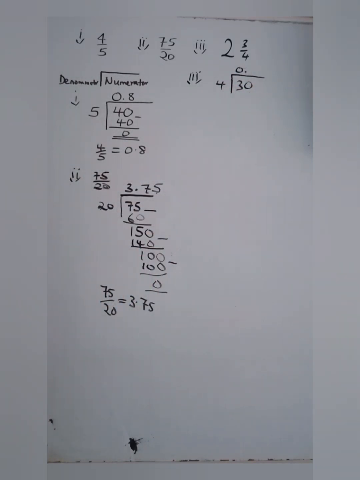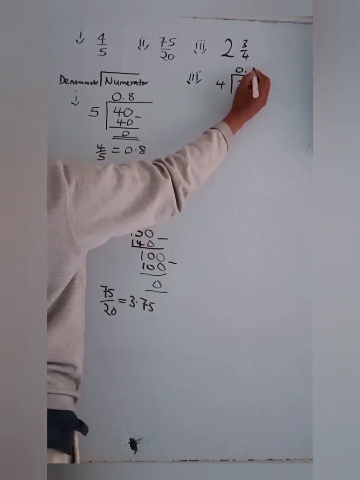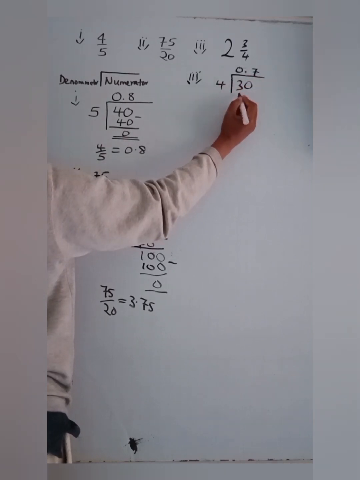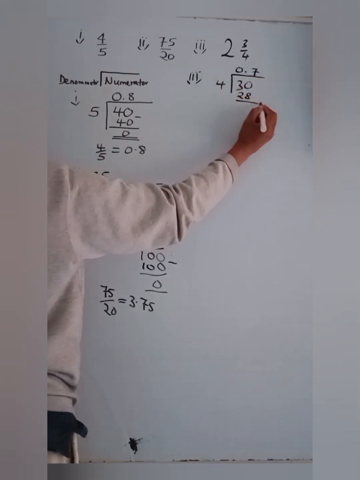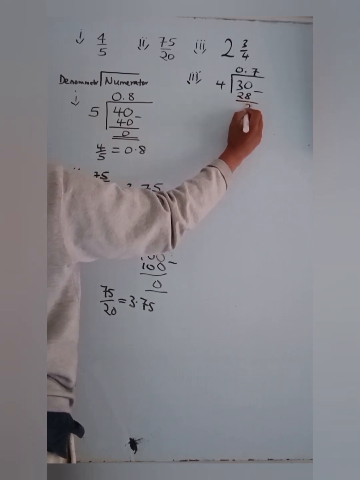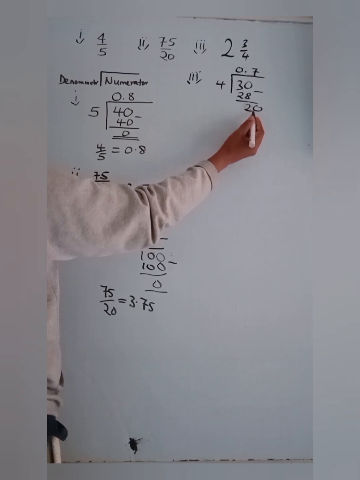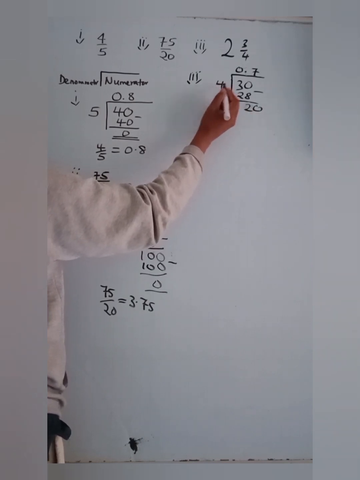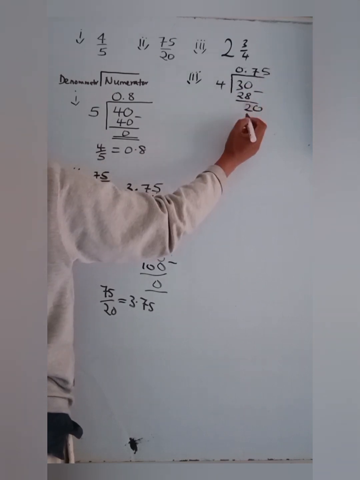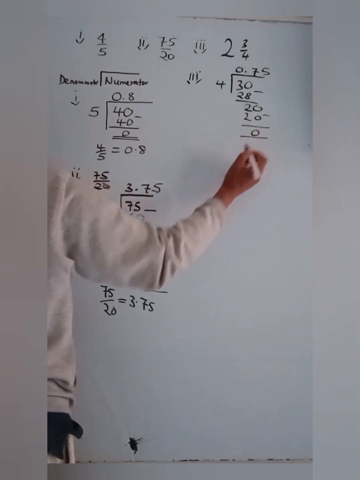After you have added the 0 there, you realize 30 divided by 4, you can get 7 there. That is to say 7 times 4 is 28. You subtract, you get 2 remaining. Add a 0 to this 2, it becomes 20. 20 divided by 4 gives us 5. So you write 5 here, such that 5 times 4 gives us 20. And when you subtract, you get 0.